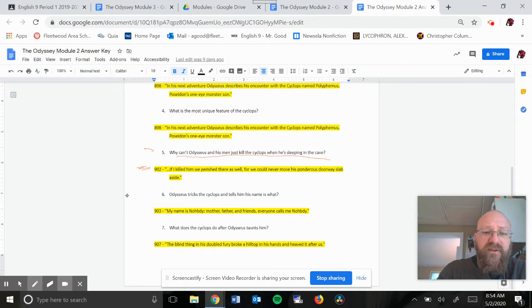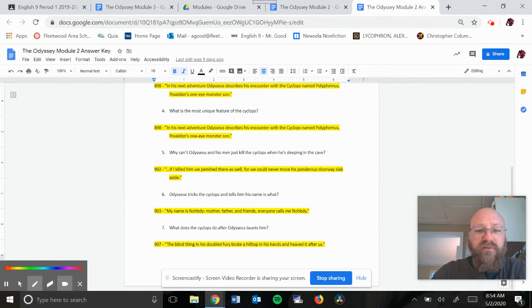On page 902, it says, if I killed him, we perish there as well, for we could never move his ponderous doorway slab aside. So Odysseus has to figure out a way using his epic qualities, his knowledge here and his skill and his tact are above the level that ours would be considered to be. So he's a little bit more impressive than we are as far as a human is concerned. He's obviously an epic hero, but he's an epic hero for some different reasons. That's one of those reasons.